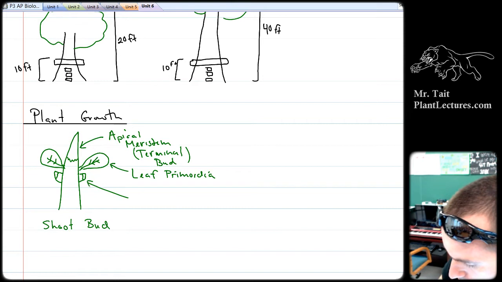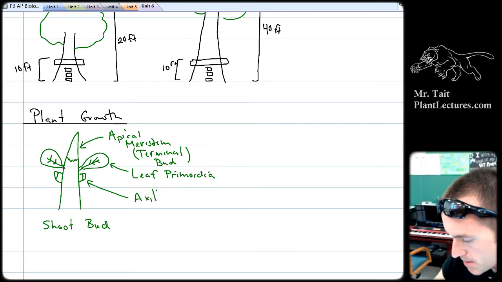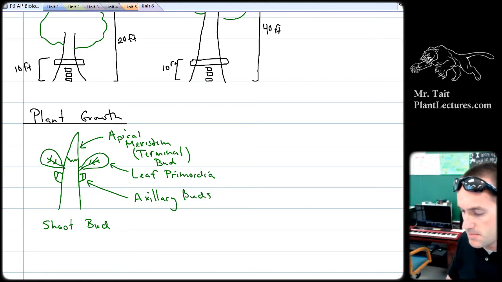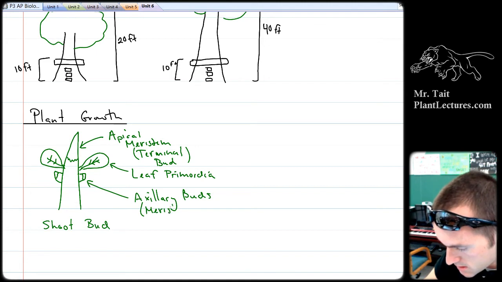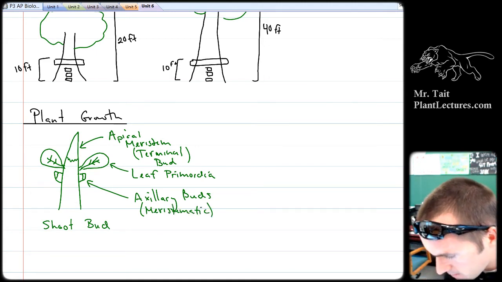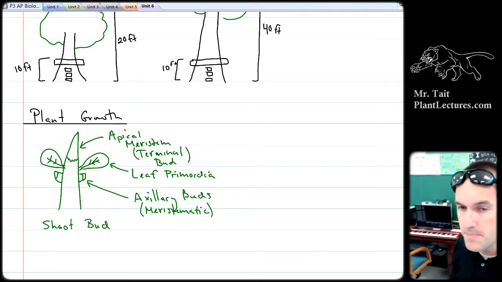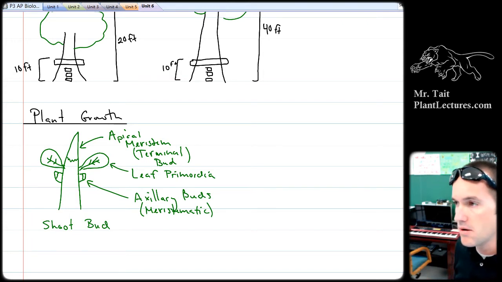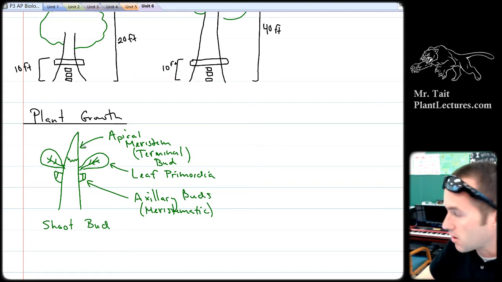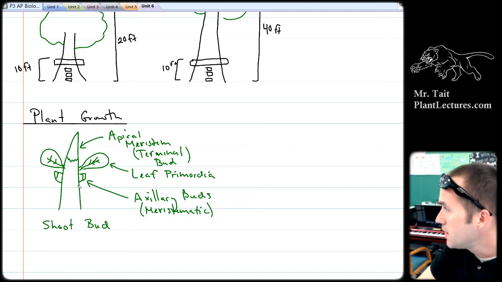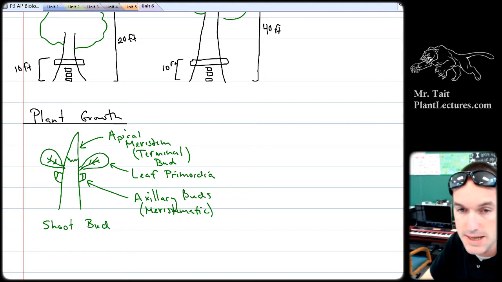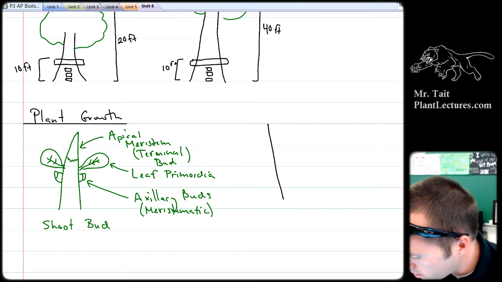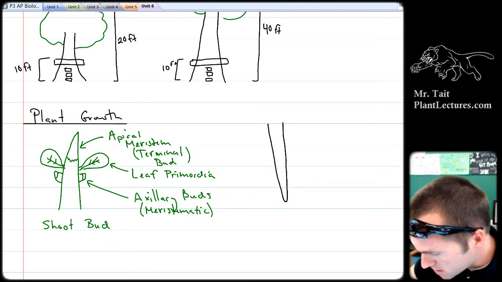And then down here, you've got these things that are called axillary buds that are also meristems. So these are what are called meristematic. Okay? Now, plant growth happens at meristems. So on here, there are three places where growth can occur. Growth can occur here at the apical meristem or the terminal bud. It can happen here at this axillary bud or here at this axillary bud. The other place that there's plant growth, which is called primary growth, is in the roots.